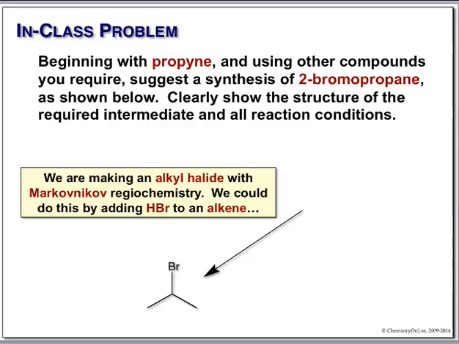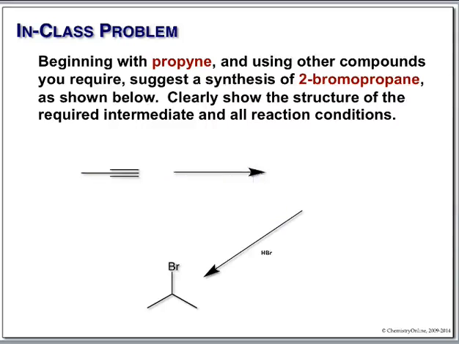The alkene should have 3 carbons, and one of these is a double bond. HBr are our reactants, and the alkene would look like this. Simple Markovnikov reaction.